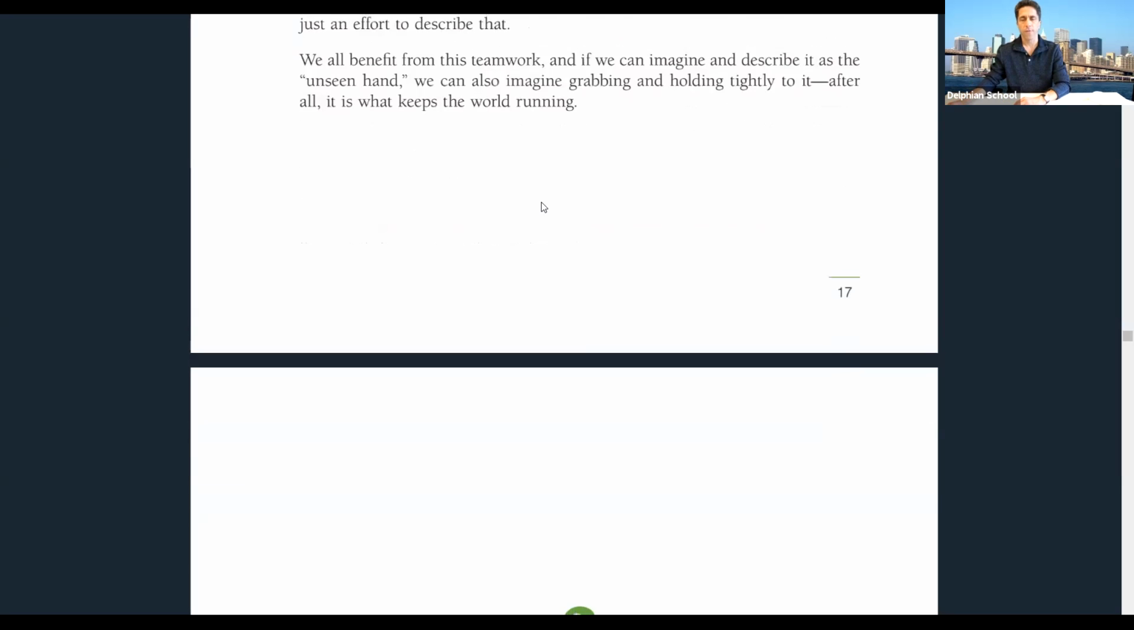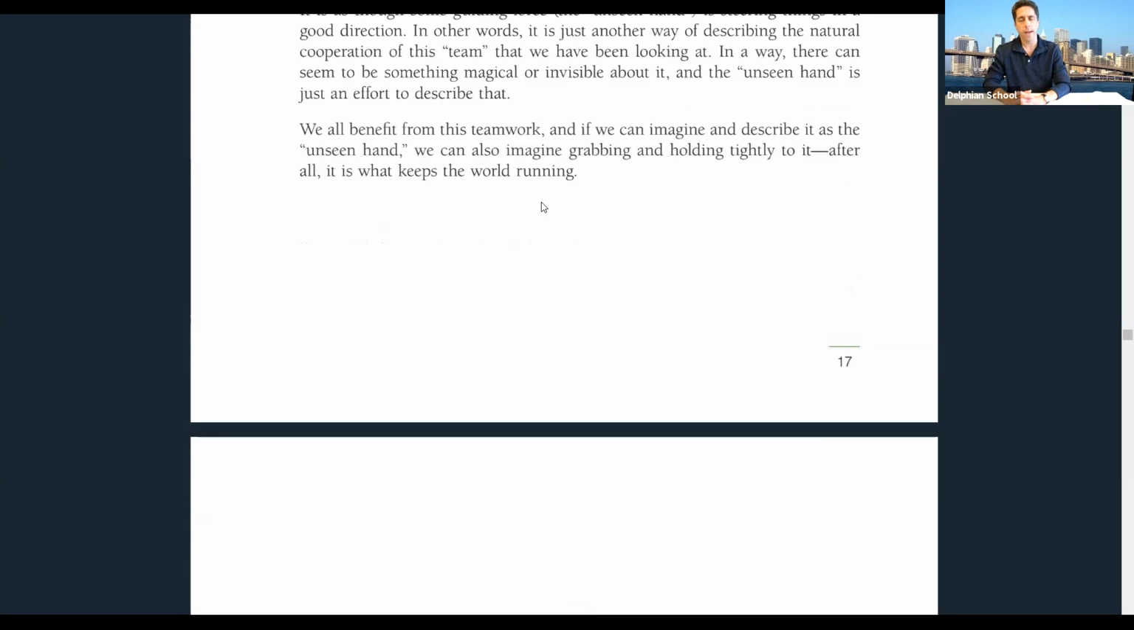We all benefit from this teamwork, and if we can imagine and describe it as the unseen hand, we can also imagine grabbing and holding tightly to it. After all, it is what keeps the world running. What a beautiful thought, huh? So it is an unseen hand because it's happening all over the world. It's happening in small and big ways, some of which we can see, some of which we can read about, some of which we can learn about, but there are many pieces that we never get to touch, see, or feel, but we're aware that it's there.